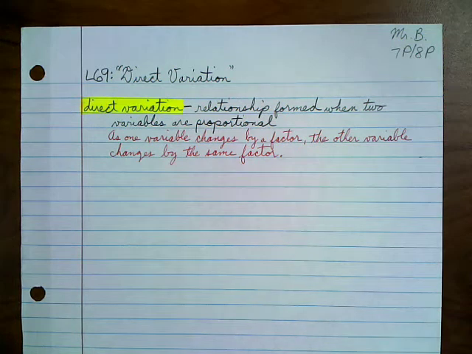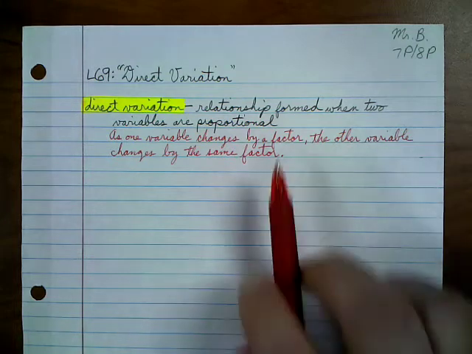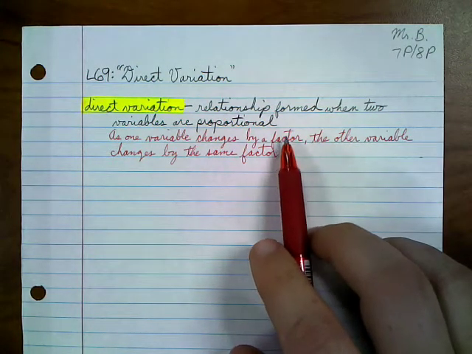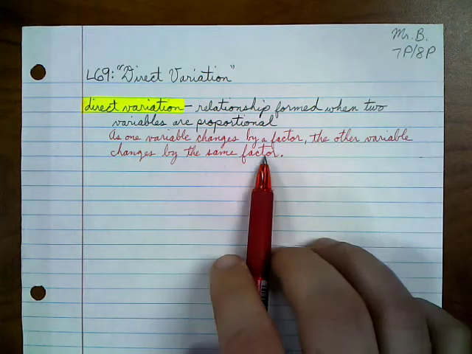So a direct variation is a relationship formed when two variables are proportional. That's just a way of saying that as one variable changes by a factor, so factor, think multiplication, the other variable changes by the same factor.